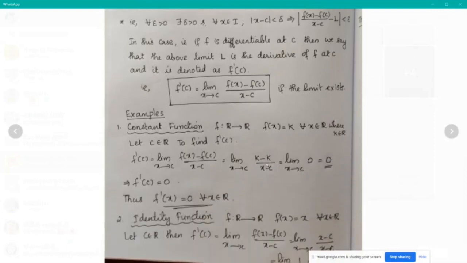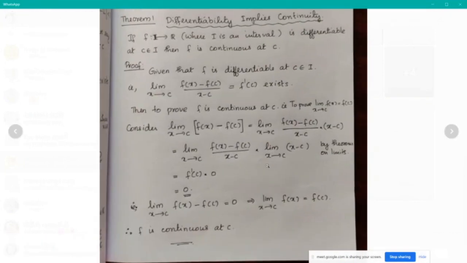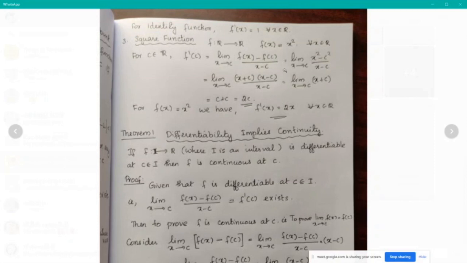Okay, അപ്പോൾ അതിൻ്റെ കുറച്ച് എക്സാമ്പിളുകൾ കണ്ടായിരുന്നു. കോൺസ്റ്റന്റ് ഫംഗ്ഷൻ്റെ ഡെറിവേറ്റീവ്: it is differentiable at every real point and its derivative is 0. Identity function is differentiable at every real point and its derivative is 1. Square function f of x equal to x square is differentiable on R and its derivative is 2x for every x.